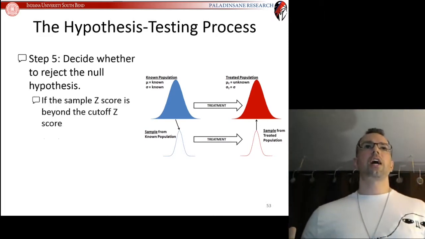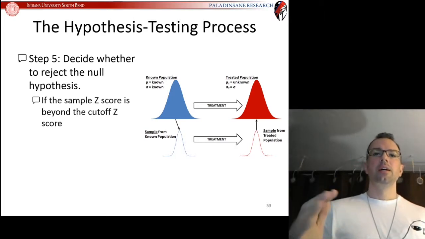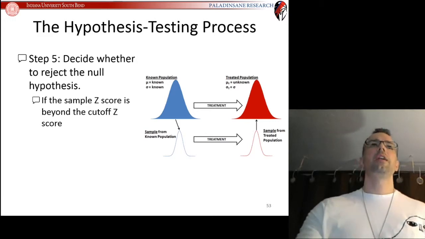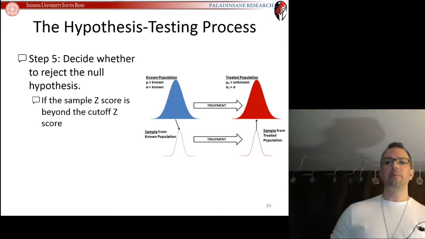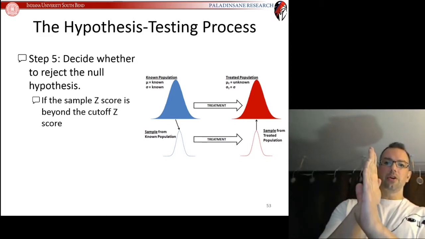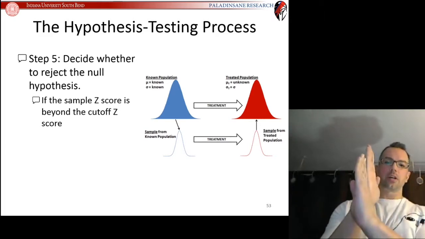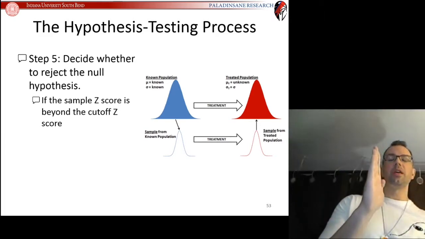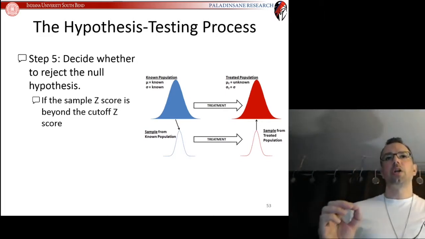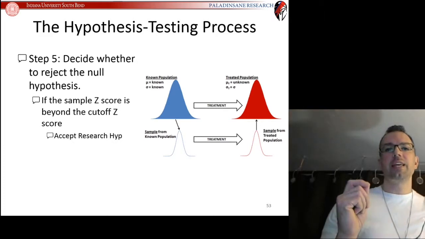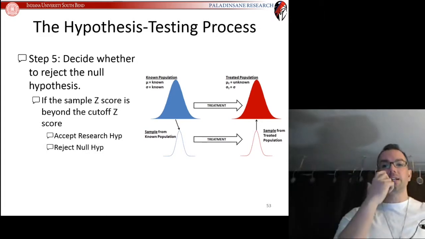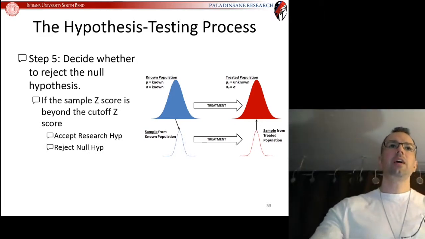Step number 5. We decide whether to reject or accept the null hypothesis. And the rule here is, if the sample z-score is beyond the cutoff z-score. What we mean by beyond is that if you start at a z-score of 0 and your sample z-score goes beyond your cutoff scores, it crosses that line. If that's what happens, you're going to accept the research hypothesis. You're going to say, yes, there's an effect. You're going to reject the null hypothesis. You're going to reject the idea that there's no effect.